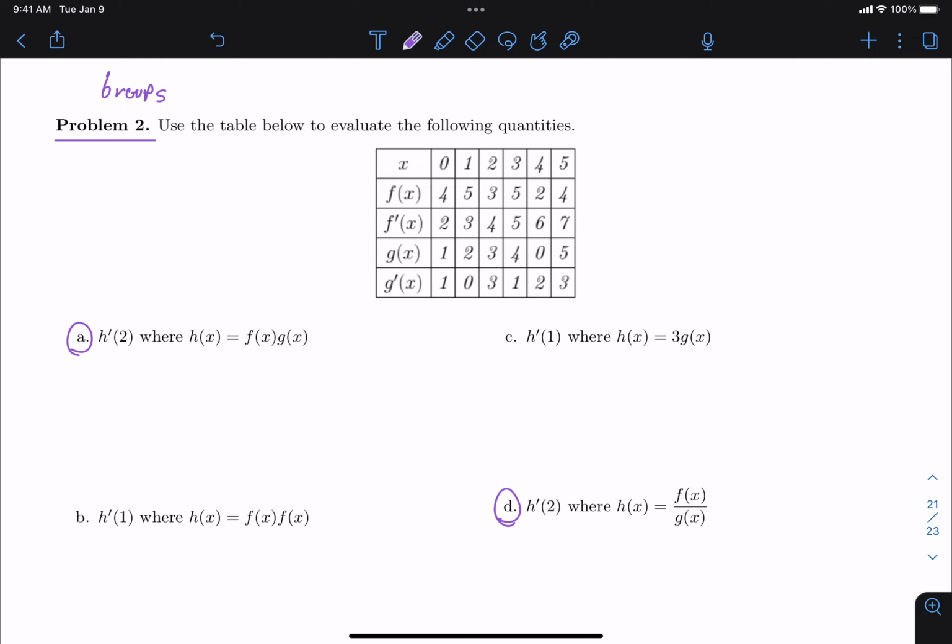How are you two doing? I think good. Did you get to the last two as well? I haven't done C because I was scared of C. You're scared of C? Yeah. Why? Because there ain't no f of x. That's true, there's just a g of x. But what is the derivative of a constant times a function?